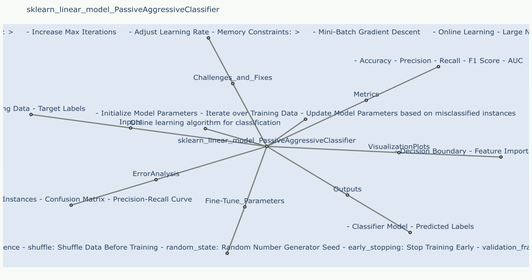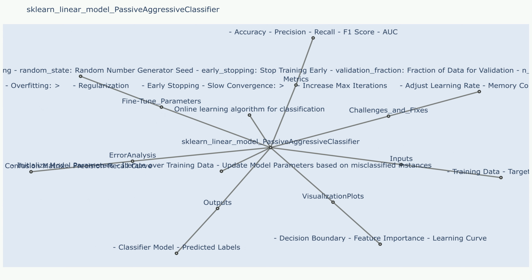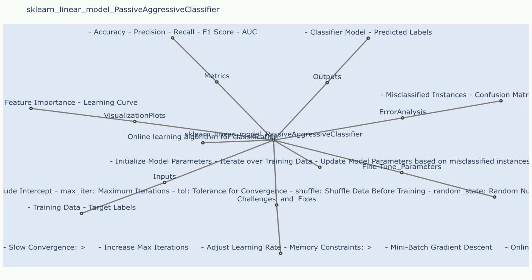Inputs. X. The input features. Typically a 2D array where each row represents a data point and each column represents a feature. Y. The target labels. A 1D array corresponding to the classes of each data point in X. Outputs. The fitted classifier object, capable of making predictions on new data. The trained model's weight vector, representing the importance of each feature in the decision boundary.